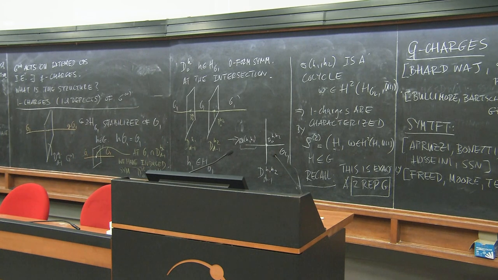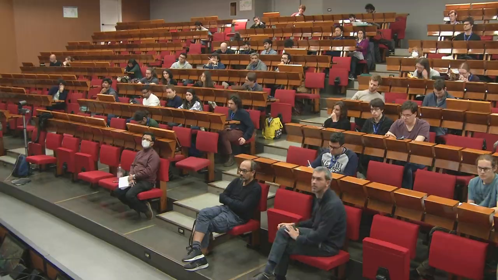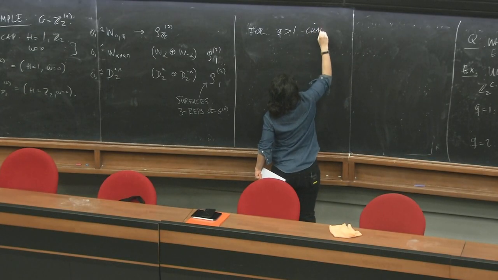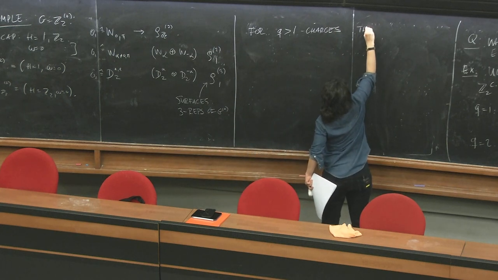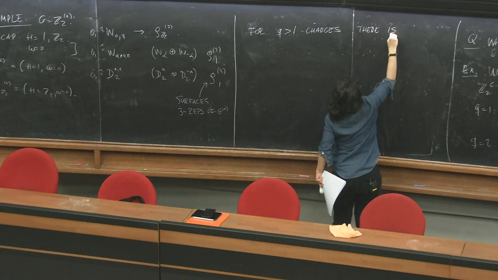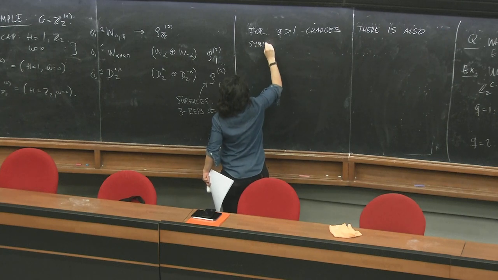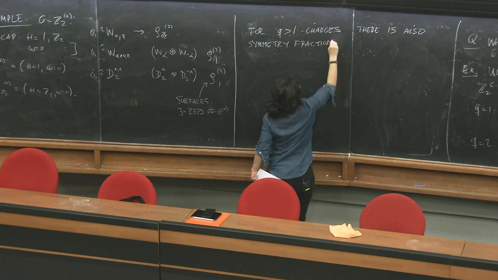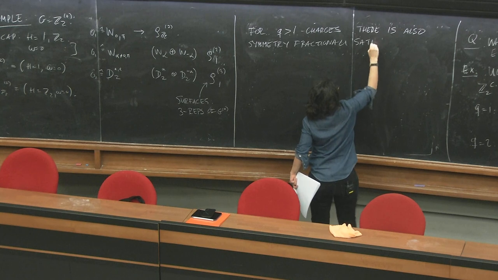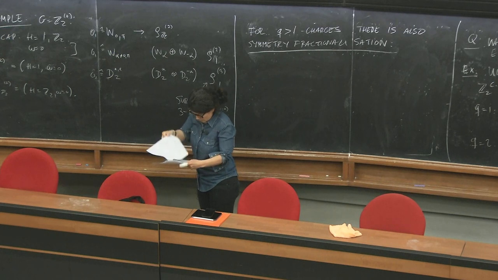Okay, but you also now hinted at, maybe you didn't, for Q bigger than one charges, there is a bit more. There's also what's called symmetry fractionalization. And I'll explain what that is. And that's probably the last thing I'll manage today.